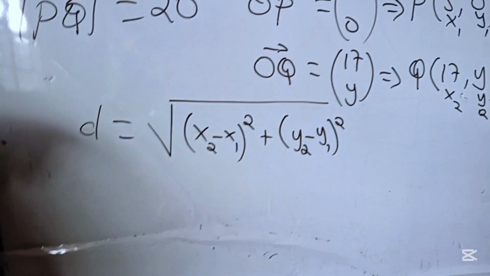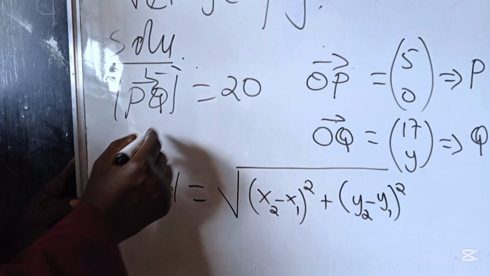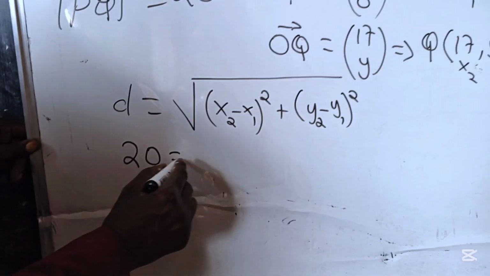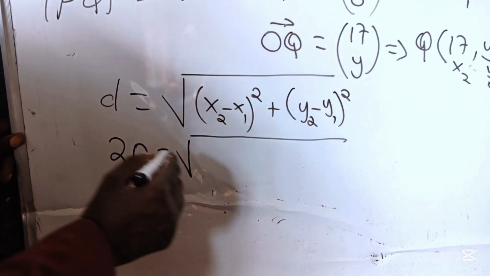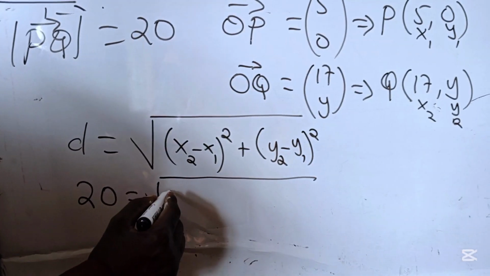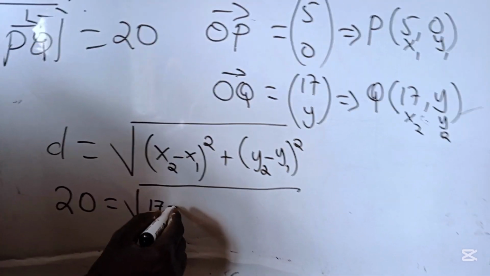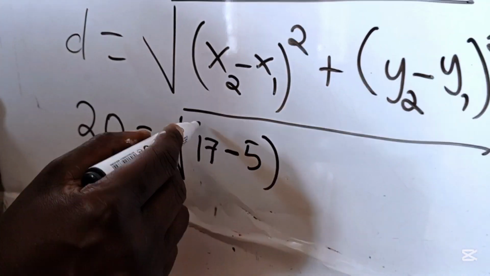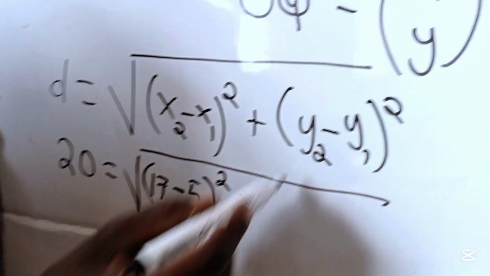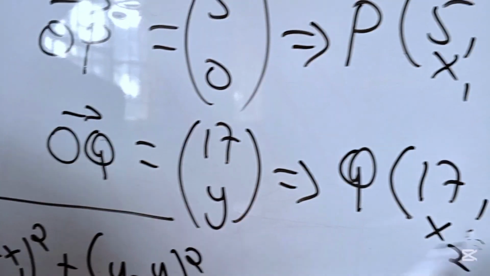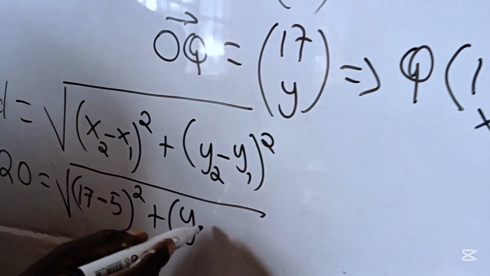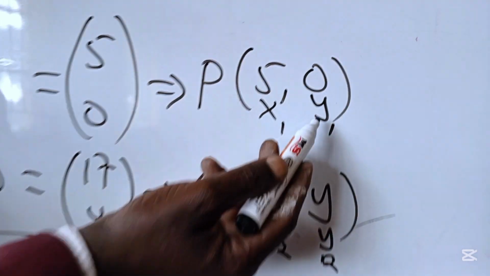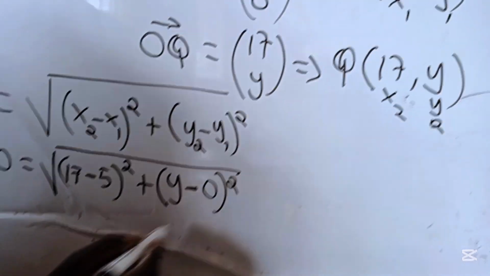So far they have told me that my magnitude, which is distance, is 20. So I have to substitute this. I'll say 20 is equal to the square root of, and I have to be very careful, what is my x2? It is 17, minus 5. Where is my 5? It is my x1. Ladies and gentlemen, there is no need to panic. Plus, what is my y2? My y2 is just y, minus 0. What is my y1? My y1 is 0. So it will be 0 there. I have to square this.